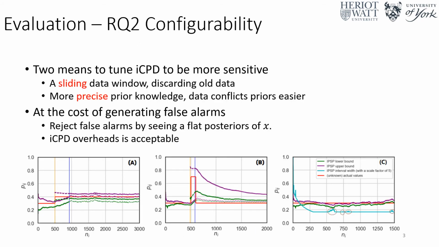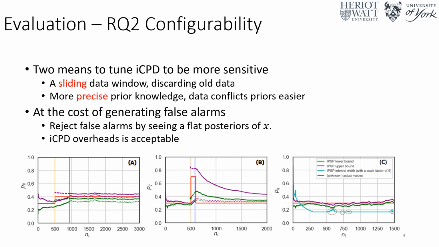Essentially, we have 2 means to configure the ICPD approach to be most sensitive to subtle changes. First, we can add a sliding window to the data stream so that we can discard the old data and put more weight on the new data. By doing this, now the small step change is captured in the first figure below. Alternatively, we can use relatively more precise prior knowledge, because the newly collected data conflicts more easily with the more precise prior knowledge. And by doing this, we see now in the middle figure, the quick recovery change is captured.